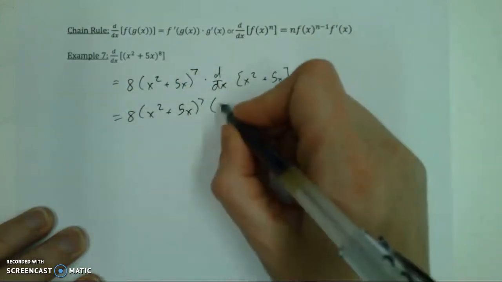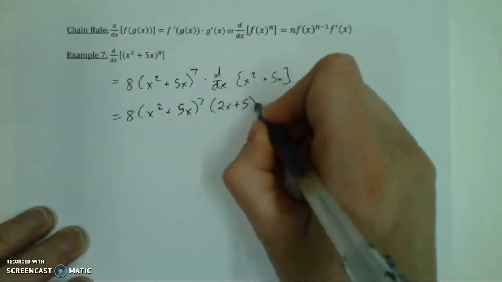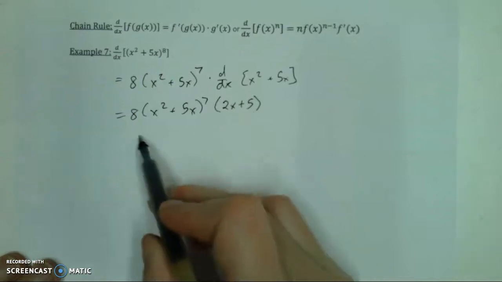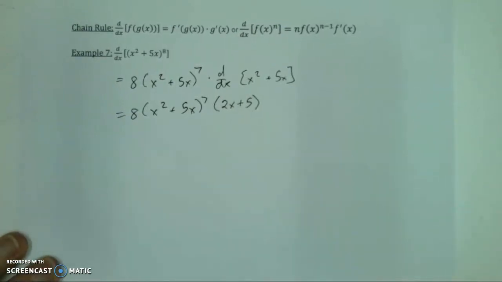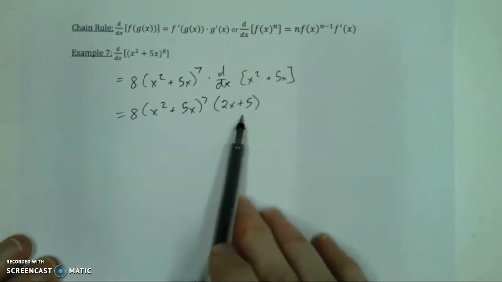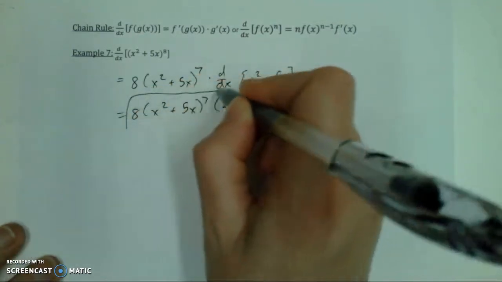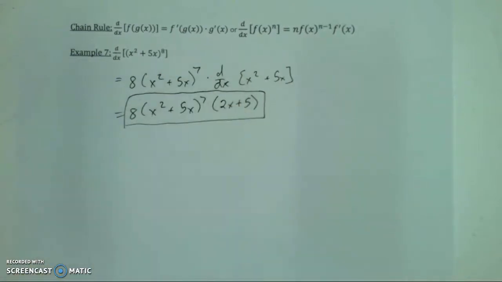So finishing that derivative, I will get 2x plus 5. Now if this was a monomial, a single term, I'd go ahead and multiply it up in the front with that 8 to simplify. But generally if I have a binomial or higher, I am just going to go ahead and leave that as is. And that is the final answer I'm looking for. So that is my chain rule.